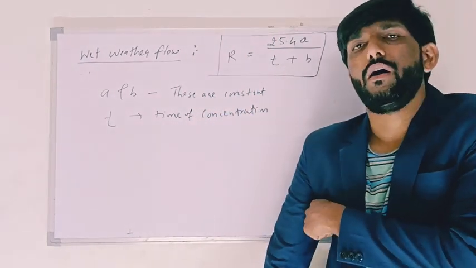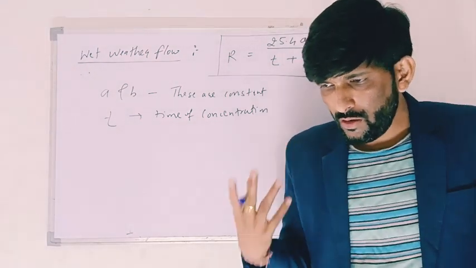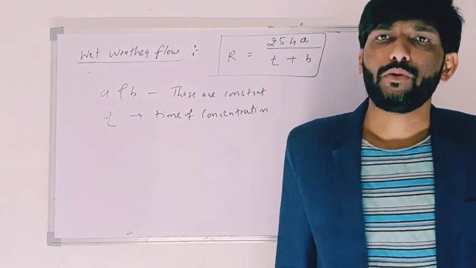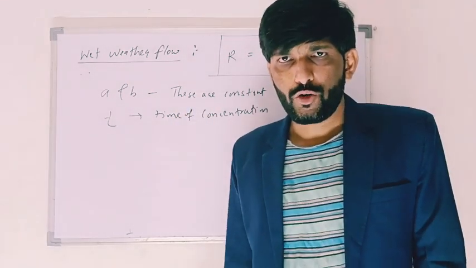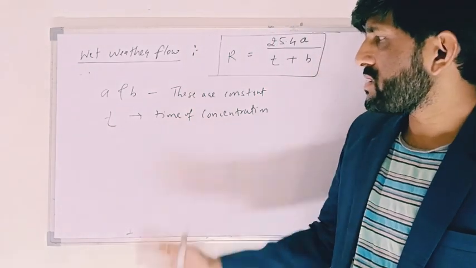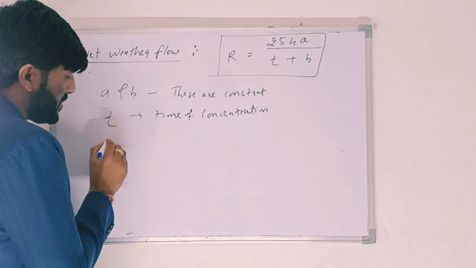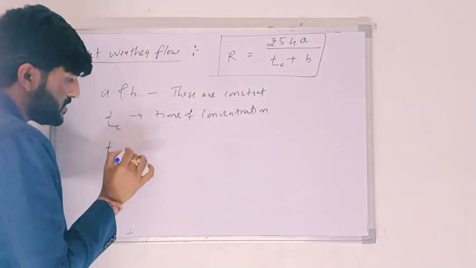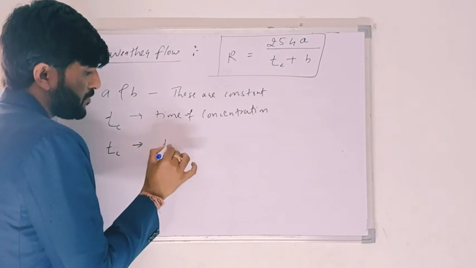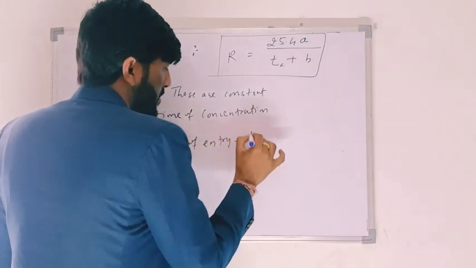Okay, what properties of the catchment? What properties of your rainfall? T depends on that. So don't think too much about this terminology, time of concentration, but you should write T is equal to TC, this is your time of concentration, and TC is equal to time of entry plus time of flow.